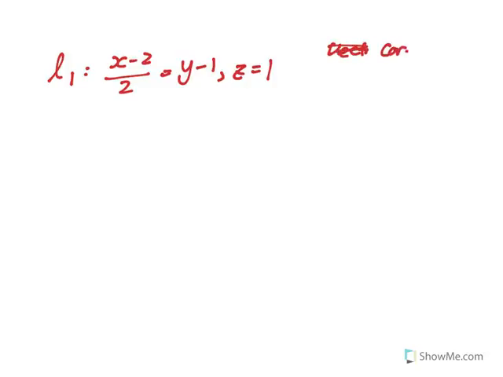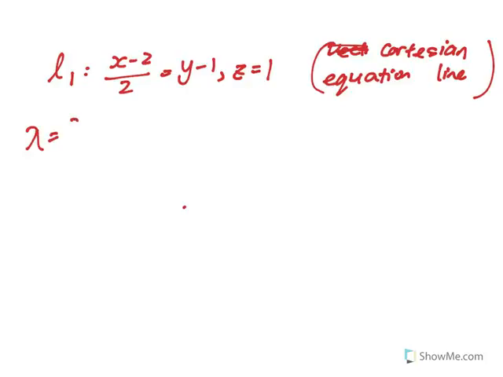The question is like that. You have the question paper. L1 is (x minus 2) over 2, equals y minus 1, and z equals 1. This is the Cartesian equation of a line, in terms of x, y, z. I want to make this a vector equation. So very quickly, I make lambda the subject. Lambda is (x minus 2) over 2. Lambda equals y minus 1. Lambda here, just z equals 1, nothing.